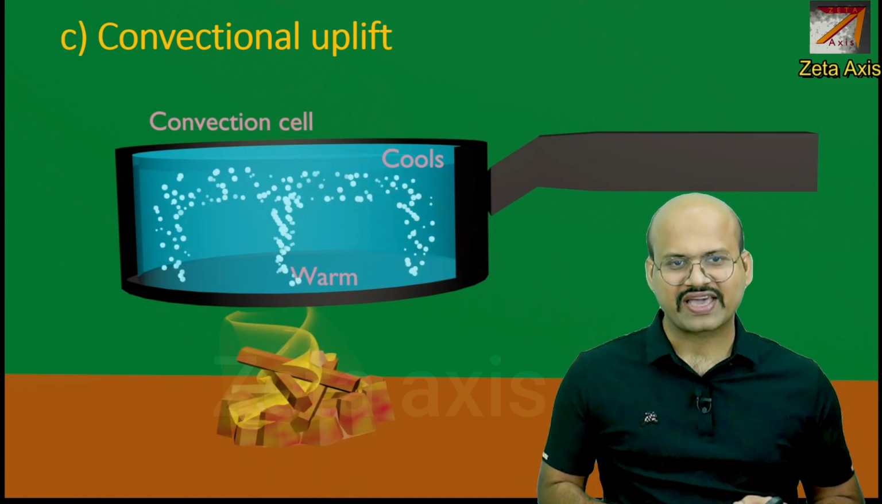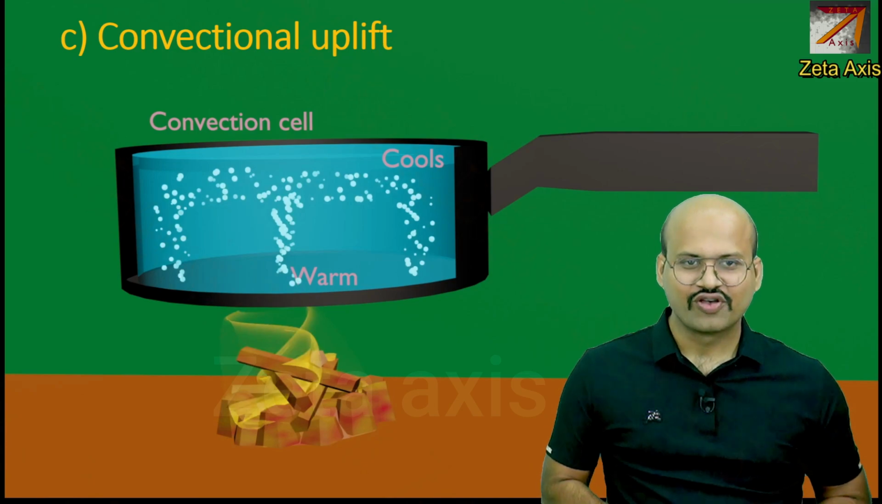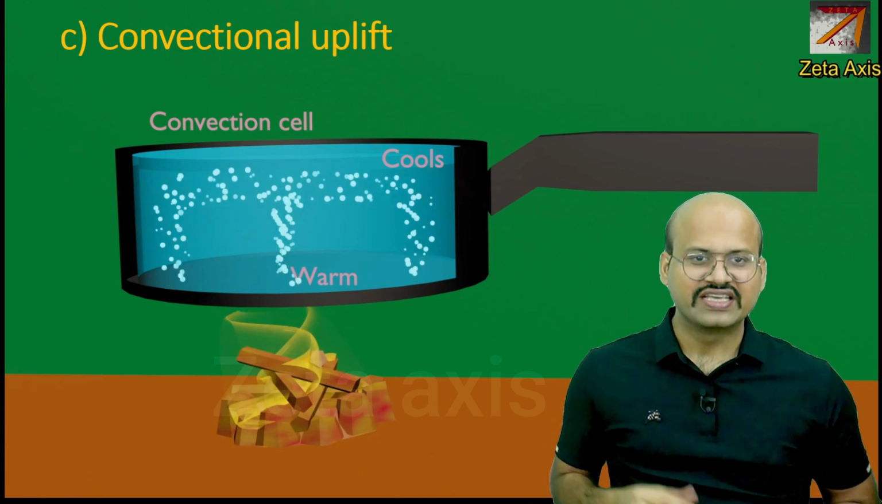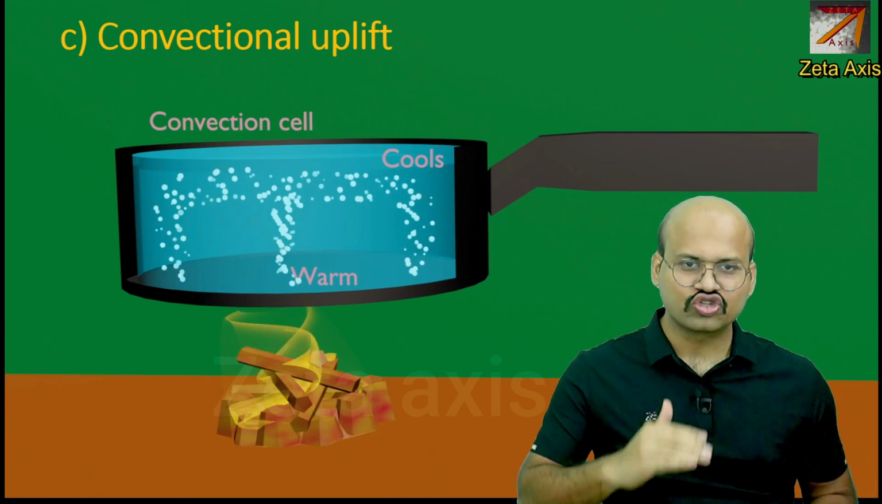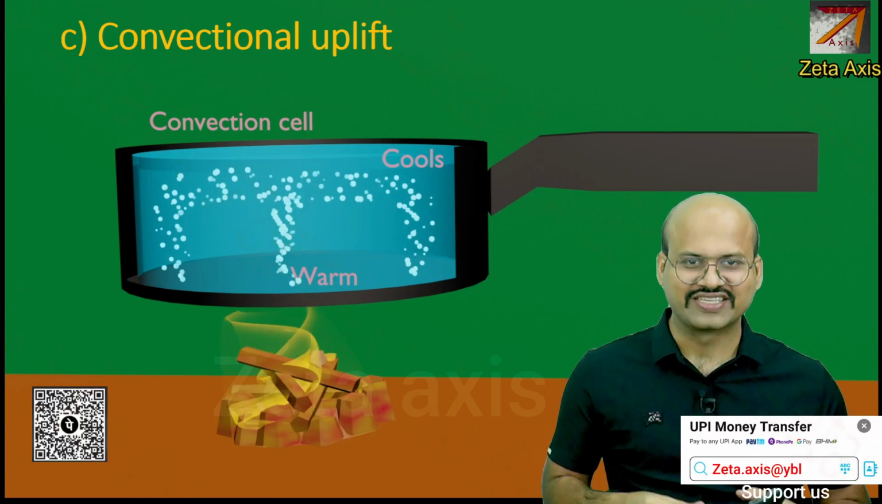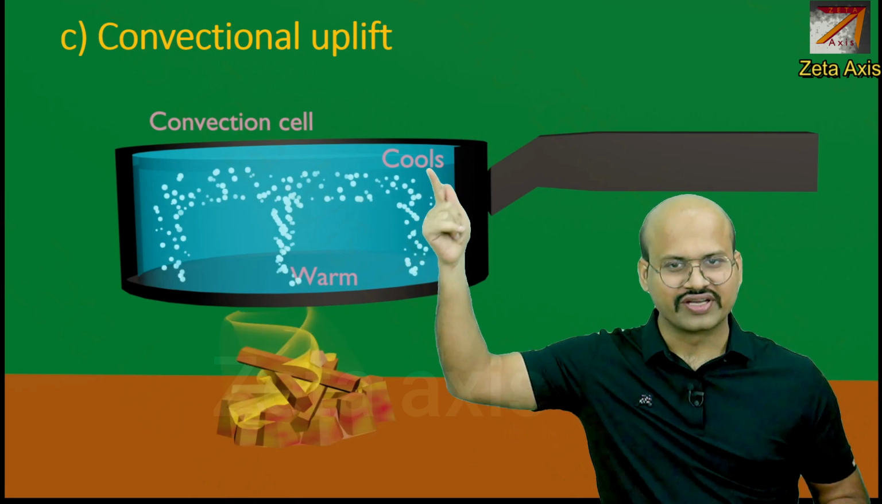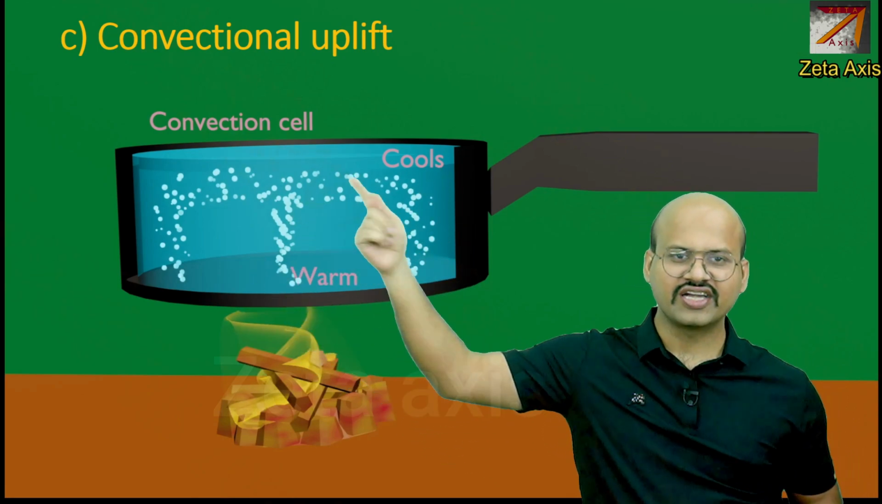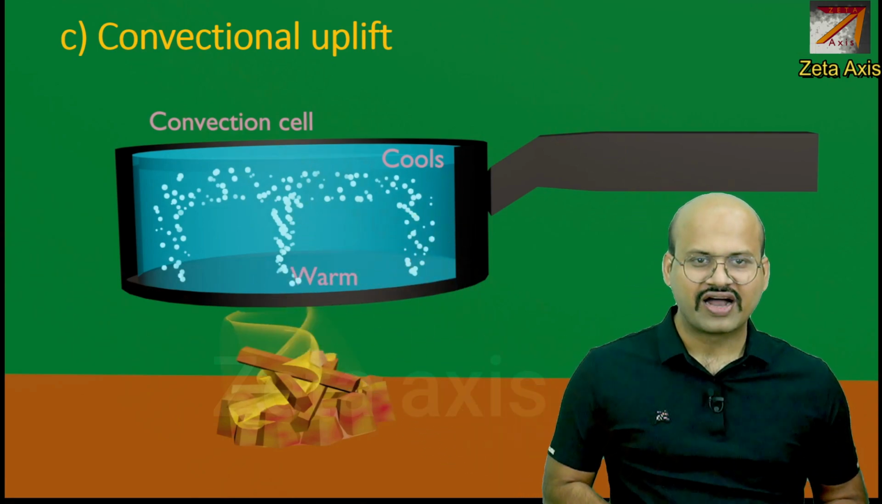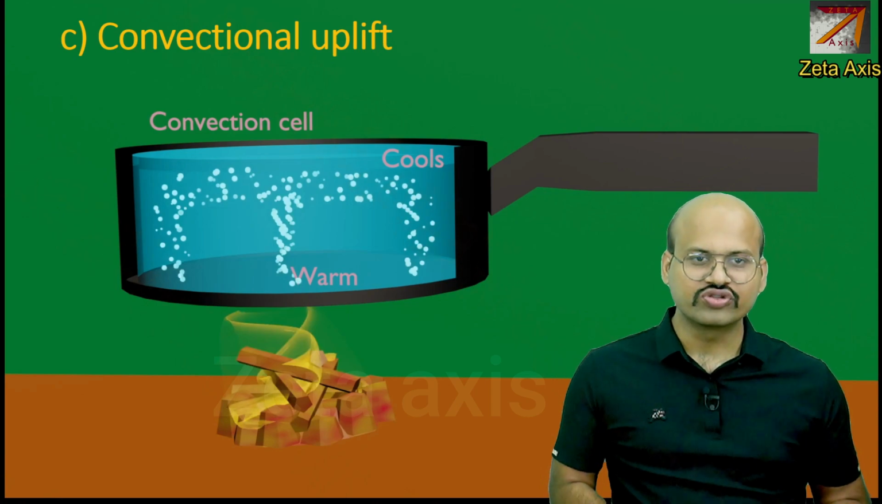So a similar mechanism occurs in our atmosphere, where the radiation from the sun heats our land. The air which is closer to the land also gets heated, and therefore it rises up. It rises up, it cools down, it comes back, and this cycle continues. So this is also a type of air upliftment which cools the moisture.